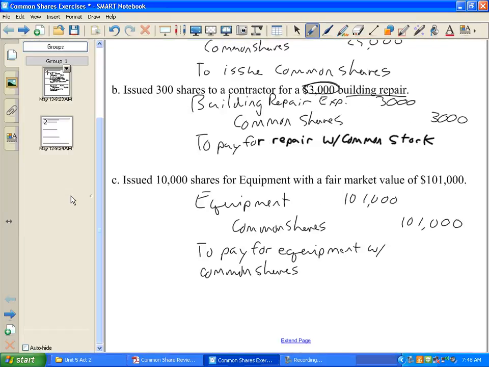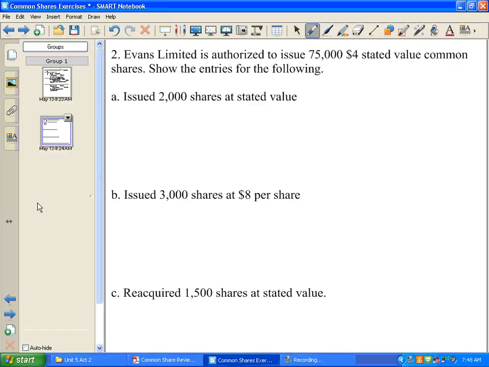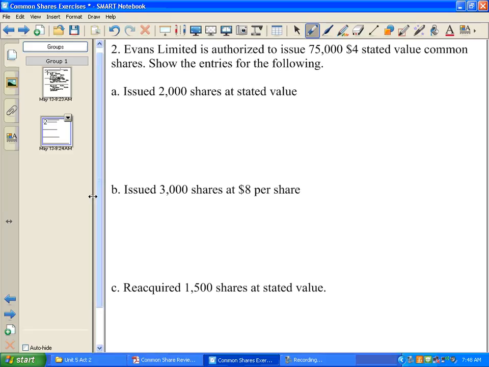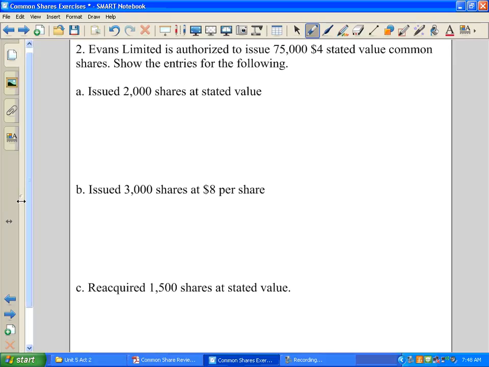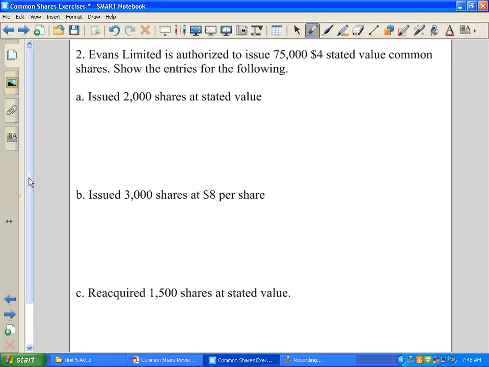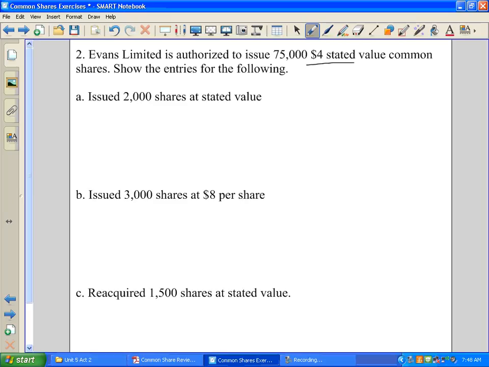All right, now moving on to the second half of it. Let me move this out here so I can get to the second page. And we're going to do a couple more. This time, though, ours are going to have a $4 stated value or par value. Like I said, it's interchangeable.